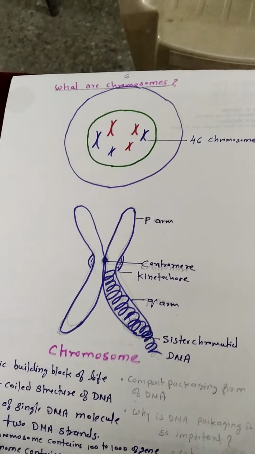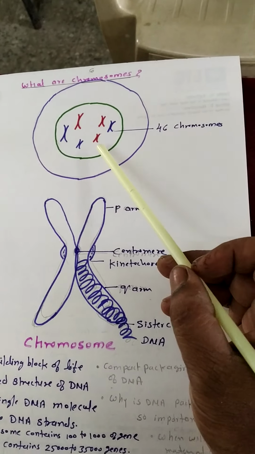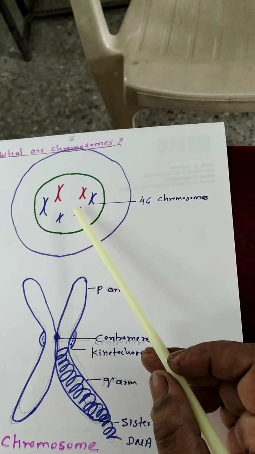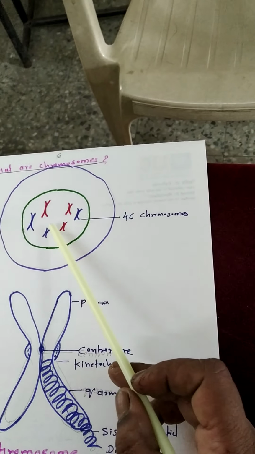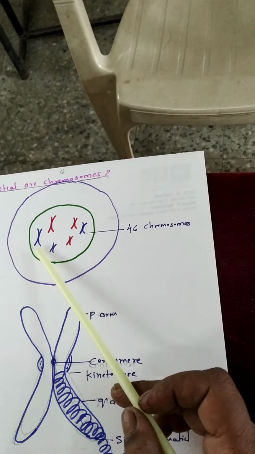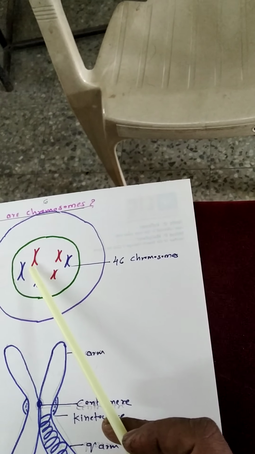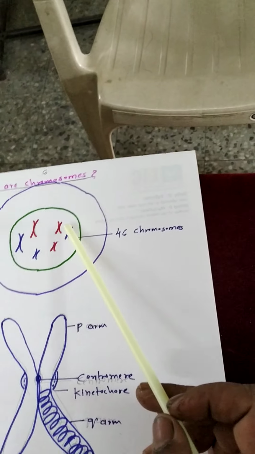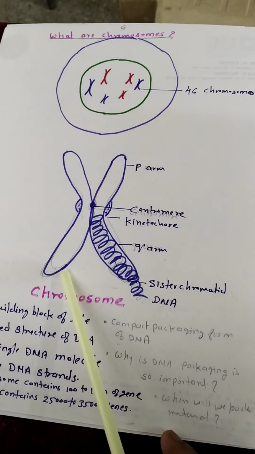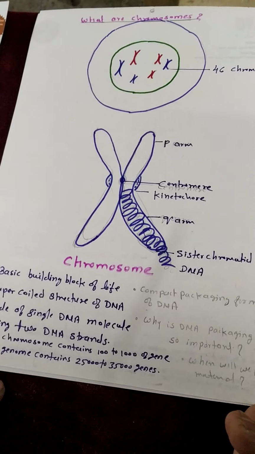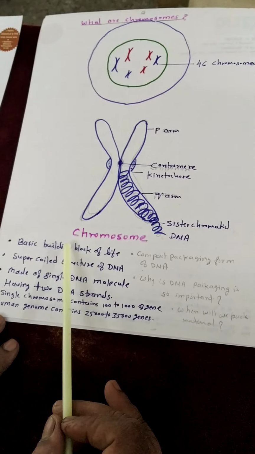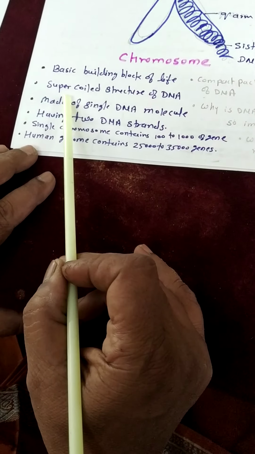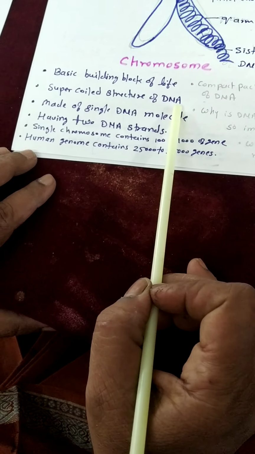When the coiling is more and more, supercoiling and condensation happen, and the DNA molecule takes the shape like this. Now the threads are converted into this type of structures, and these structures are called chromosomes. See the typical structure of a chromosome. This is the typical structure of a chromosome. So what are chromosomes? They are the basic building blocks of life. They are super coiled structures of DNA.